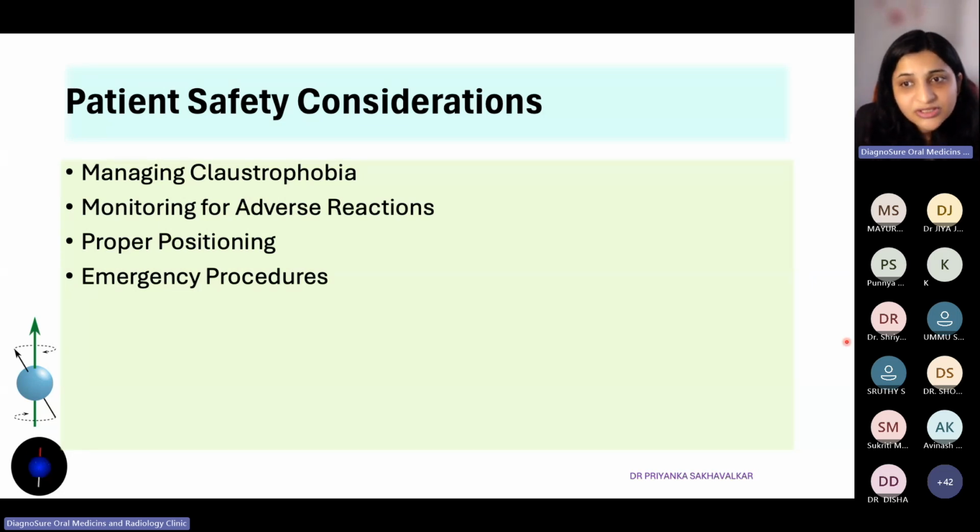Ensure proper positioning to prevent any discomfort during the scan. And safety protocols also include emergency procedure in place and trained professional ready to assist. So if by chance there is any adverse reaction, you should have emergency procedure in place and trained personnel to manage the adverse reaction or any emergency situation that comes when we are taking MRI scan.